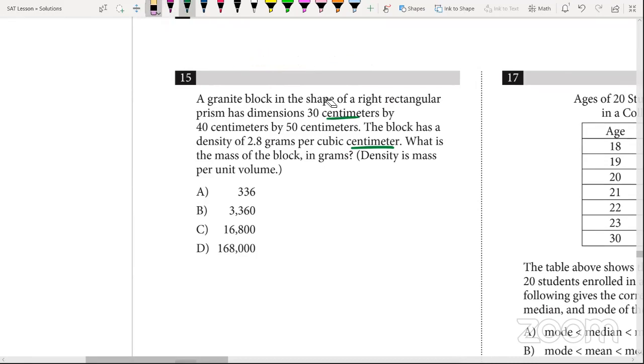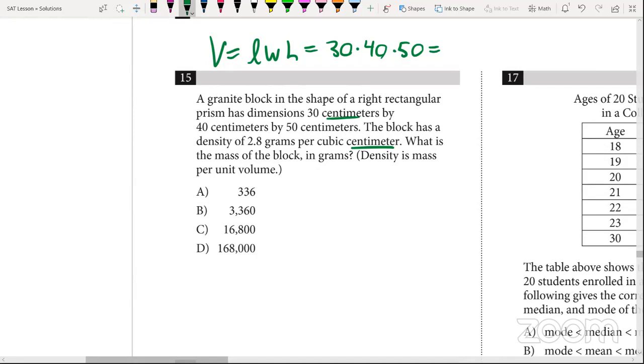But we know in our formula sheet that the SAT gives us that the volume of a rectangular prism is length times width times height. So here that's 30 centimeters times 40 centimeters times 50 centimeters, which I believe is 60,000.